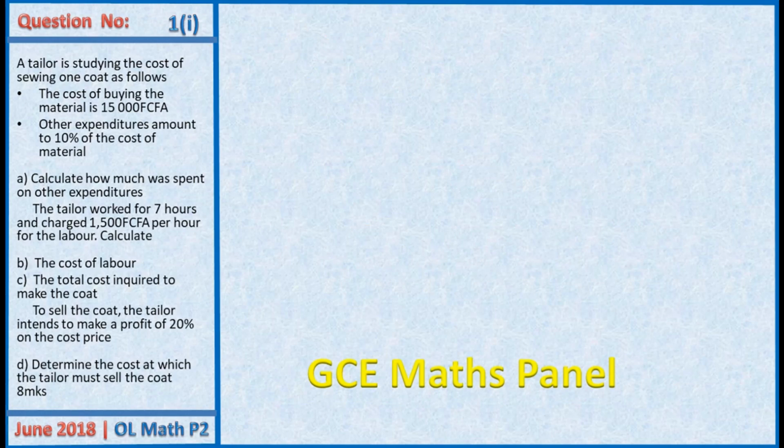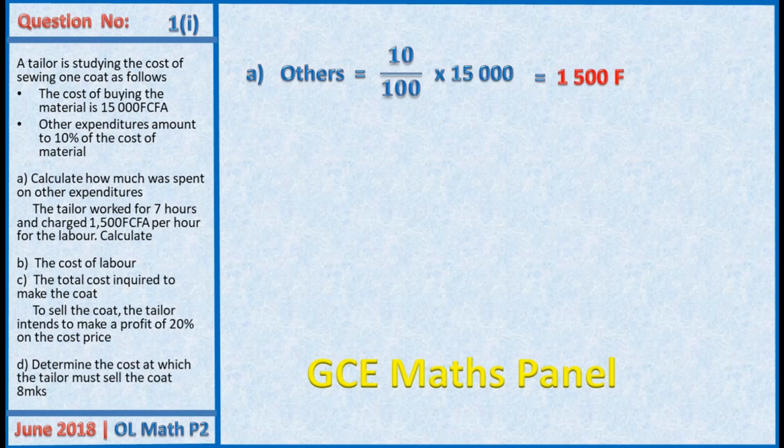Now section B, question 1. A tailor is studying the cost of sewing a coat as follows. The cost of buying the material is 15,000. Other expenditures amount to 10% of this cost of material. A. Calculate how much was spent on other expenses. The question says other expenses is 10% the cost of material. So this gives us 10% or 10 over 100 times the cost of material, which is 15,000, and that will be equal to 1,500 francs.